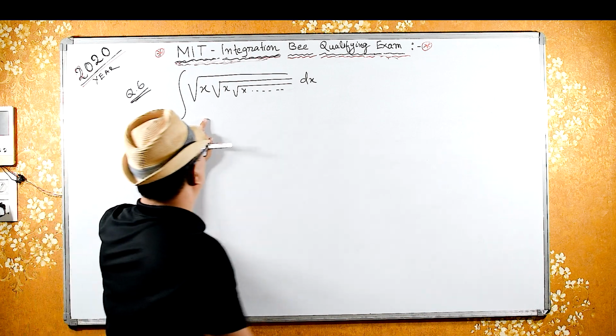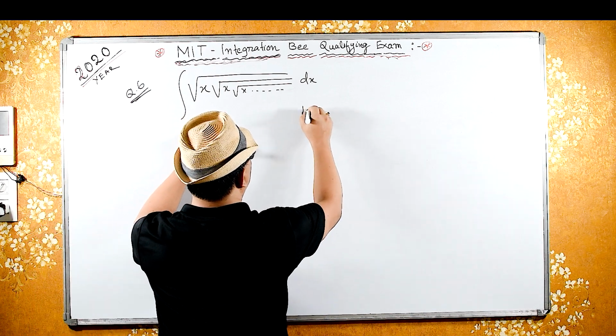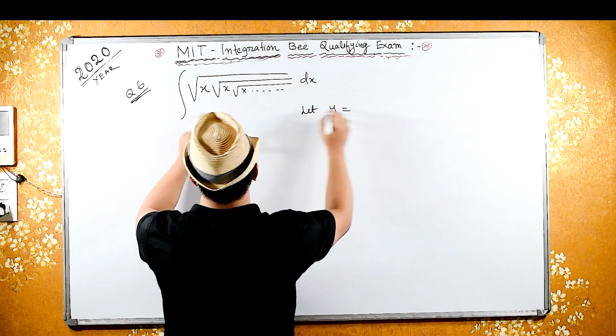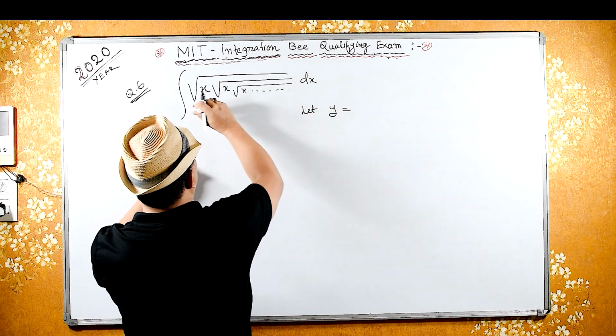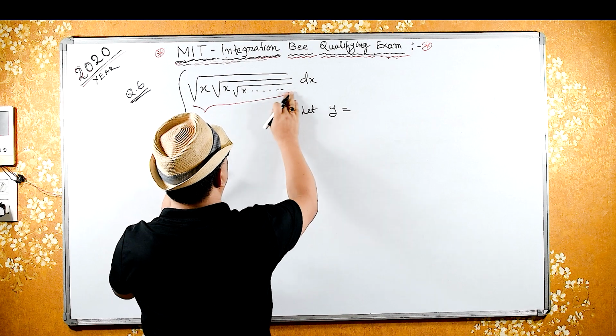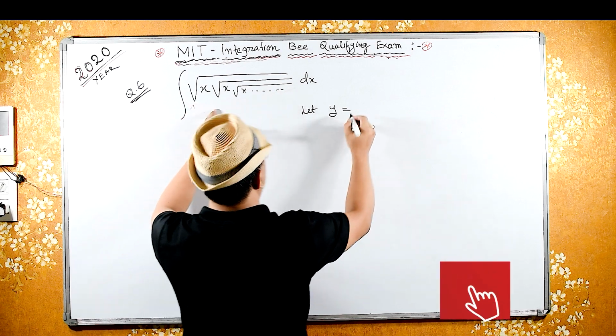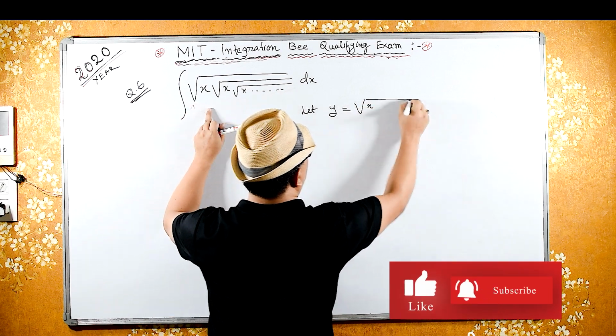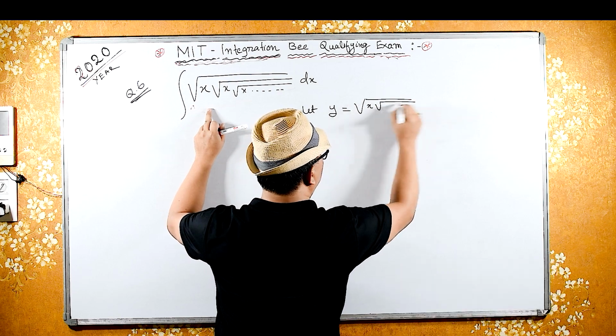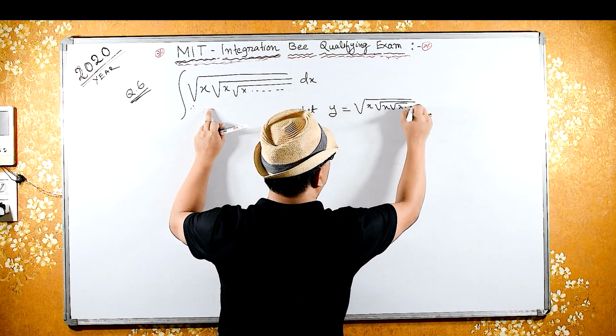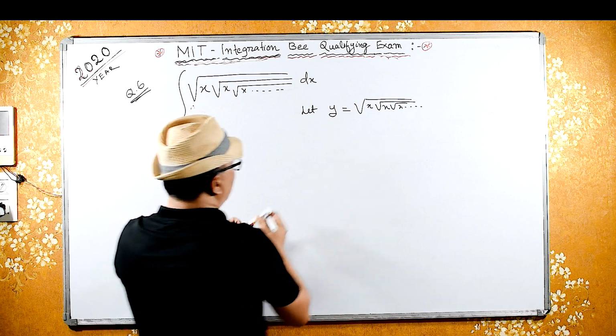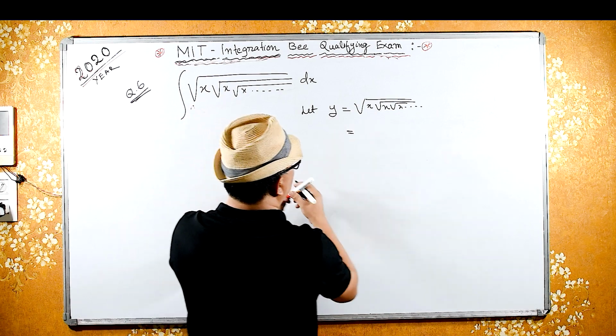Okay. Now let's consider, let y equal to this whole expression: y equals the square root of x times the square root of x times the square root of x, and so on.